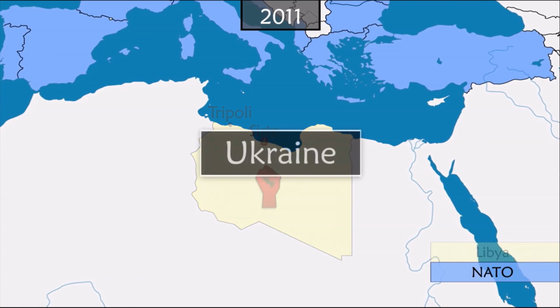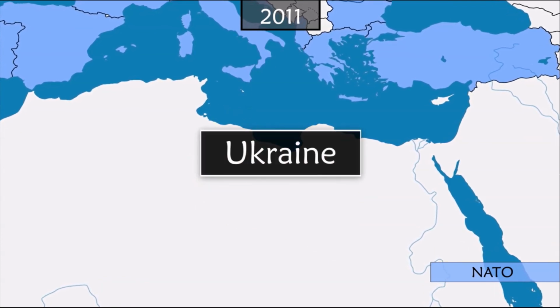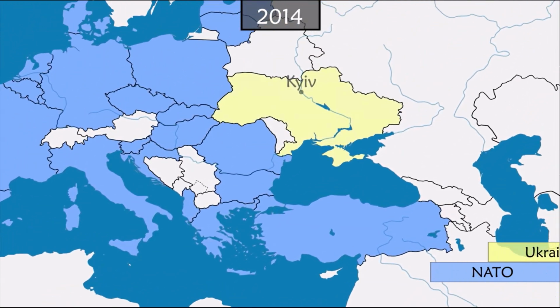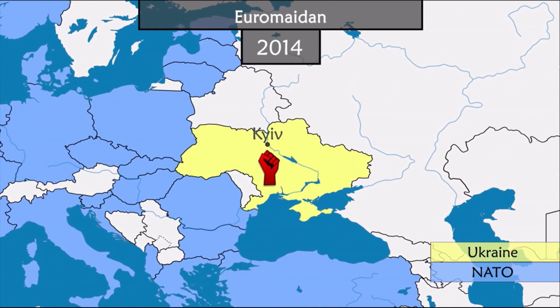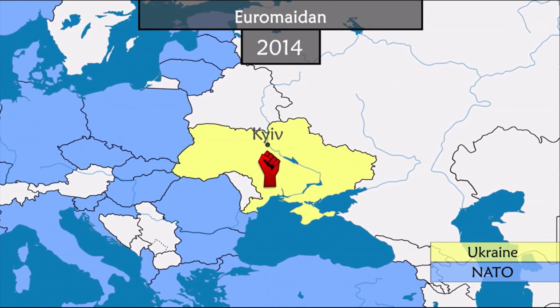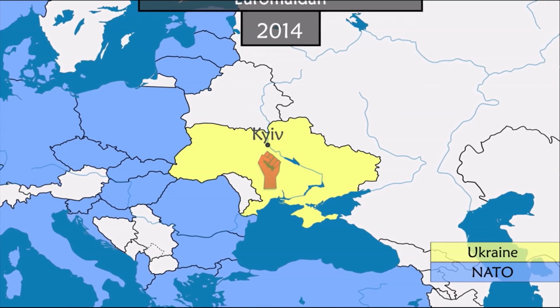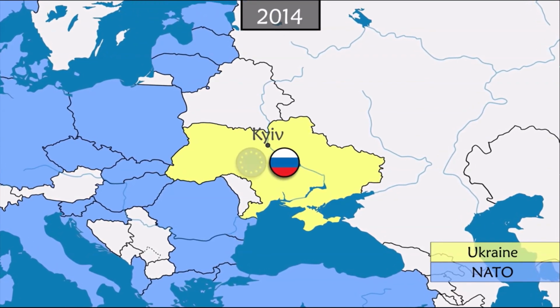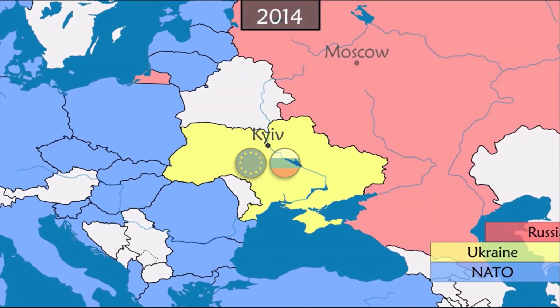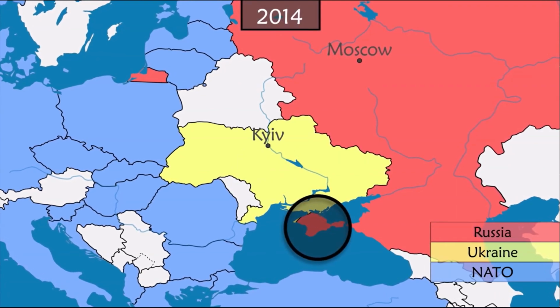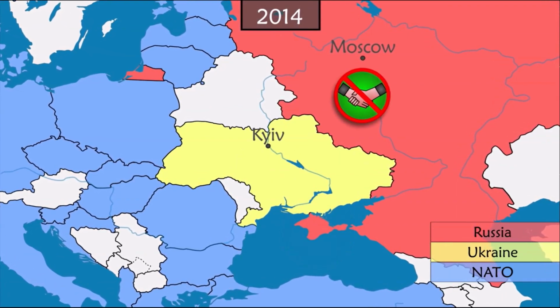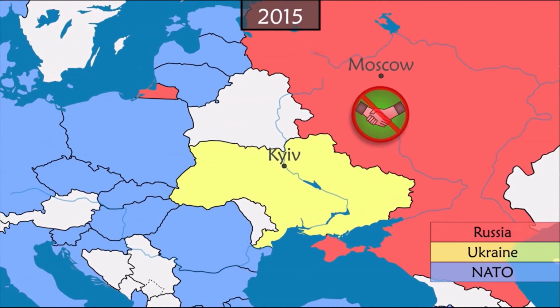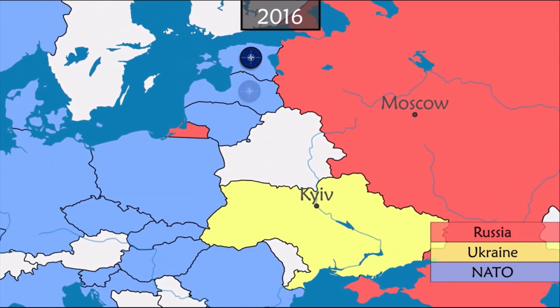In 2014, in Ukraine, pro-European demonstrations turn into a revolution. The pro-Russian government falls, and the country is torn between pro-Russian and pro-European supporters. Russia takes advantage of the chaos to annex Crimea. In response, NATO suspends all cooperation with Russia. In addition, NATO deploys troops in Estonia, Latvia, Lithuania, and Poland.